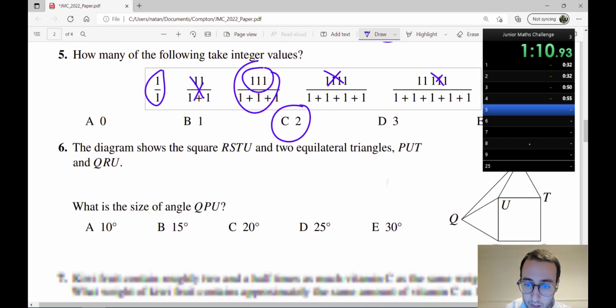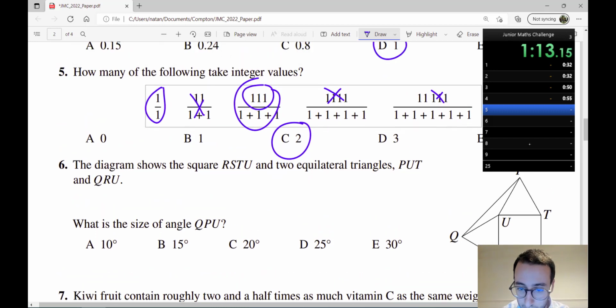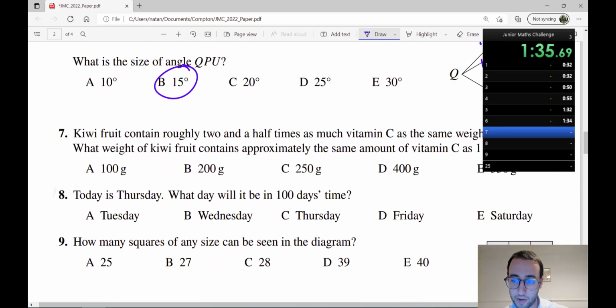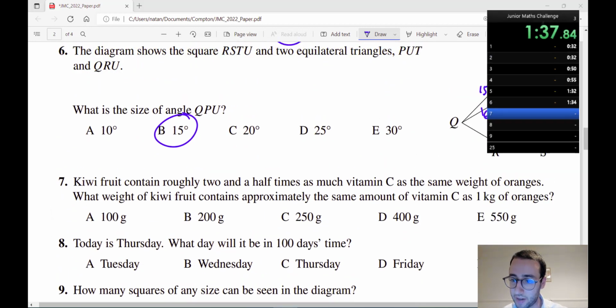2 of them. Okay, equilaterals, sides of QPU, I need to find this angle. So this is 60. This is 60, this is 90. So this one, because they add up to 360, is 150. This is an isosceles, because those are both equilateral triangles. So 180 minus 150 is 30, divided by 2 is 15. Okay, 15. I've done 6 as well. Oh, I'm not good at keeping track of the timer.